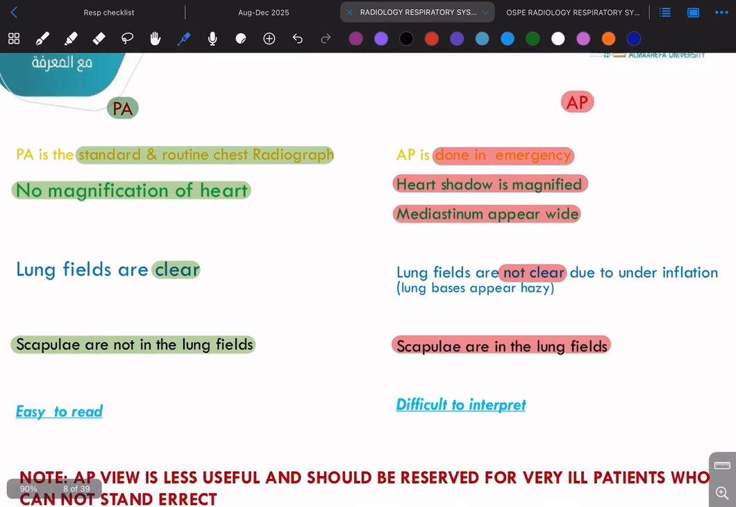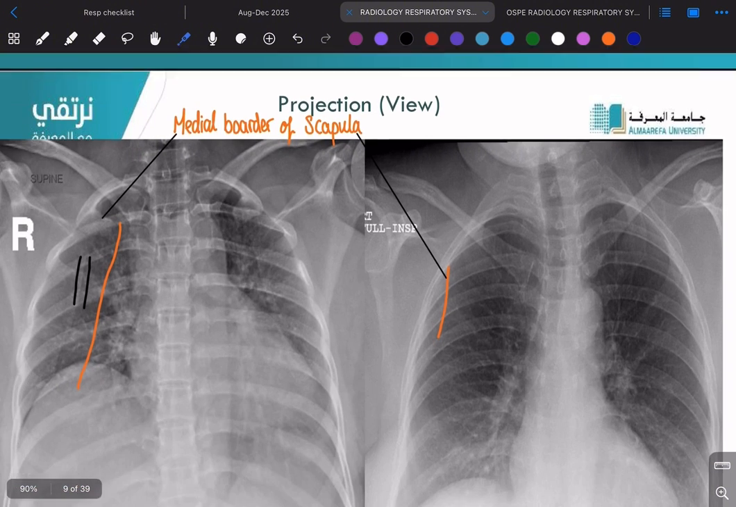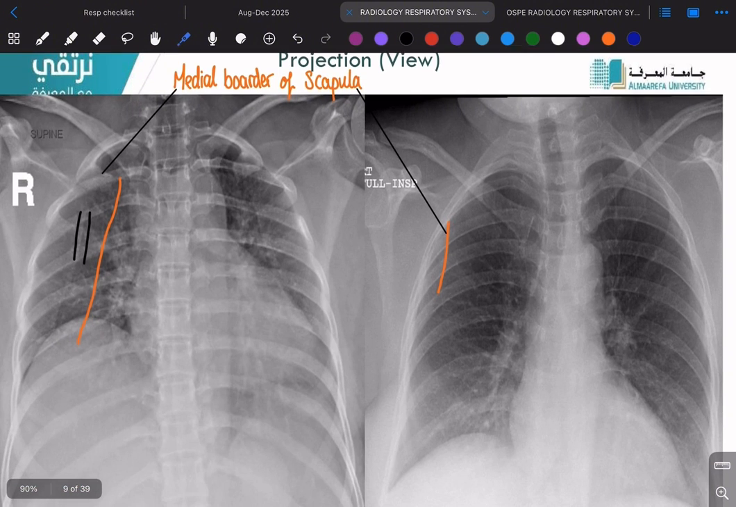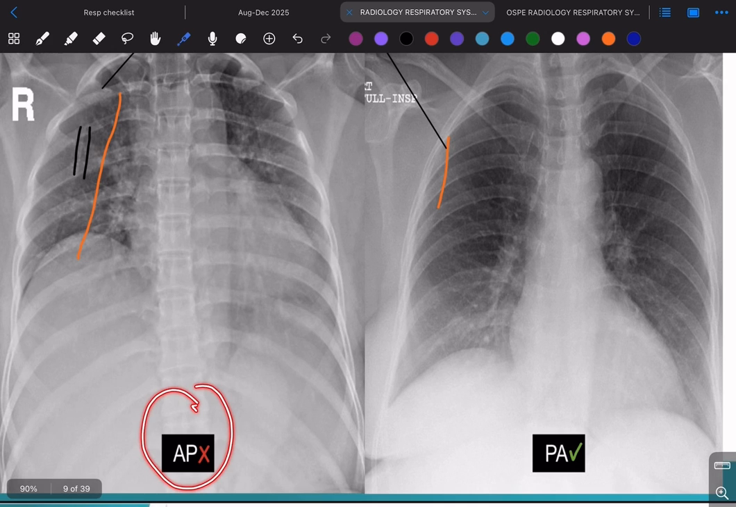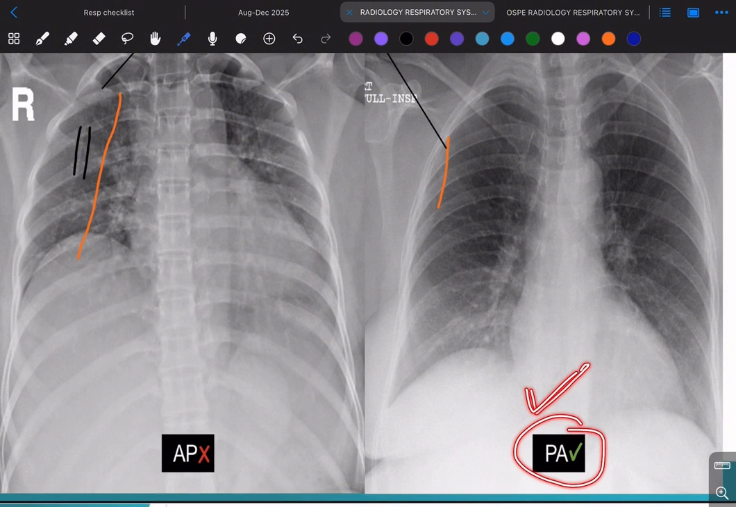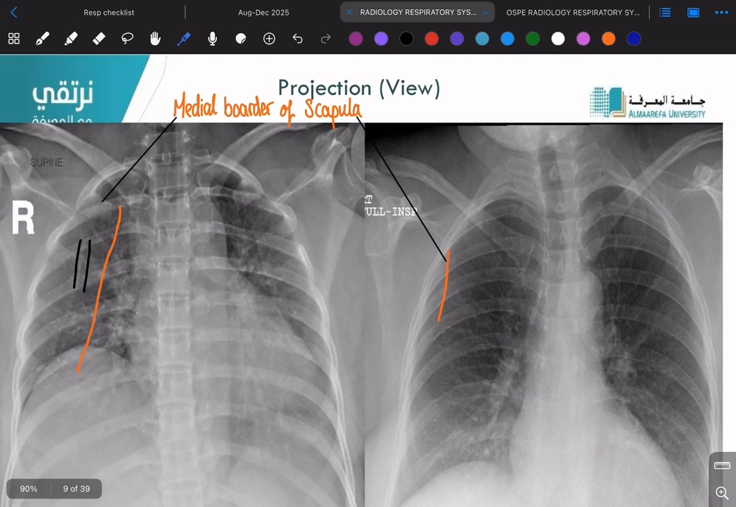We're going to come back to them just after this slide, okay? So here in this slide, we can see also the AP and the PA. And by now we know that the AP is the one that we don't prefer and we only use in certain conditions with certain patients, while the PA is the one that we prefer and it's the most commonly used view, okay? So here we can see the medial border of the scapula.